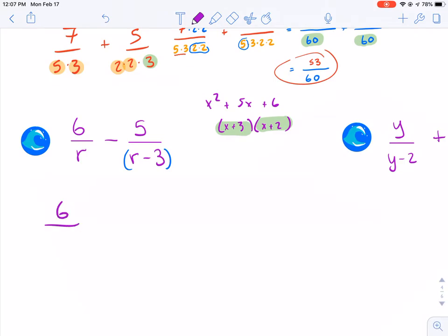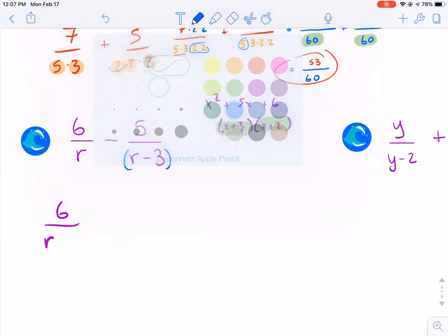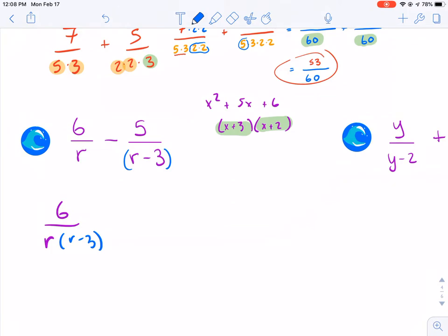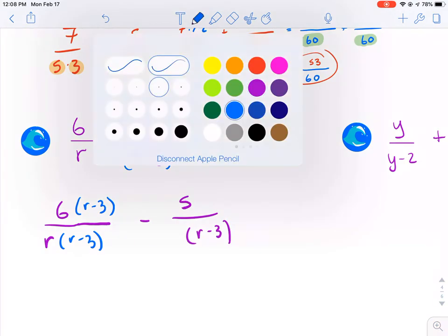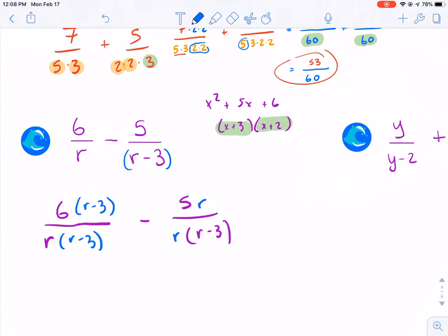So, we have 6 over r. And what are we missing? We are missing the r minus 3. So because we're missing that, we need to multiply the top by that also to keep it balanced. Let me extend this line. Minus 5 over, we already have the r minus 3. The only thing we were missing was the r. So we need to multiply the top by the r to keep it balanced.